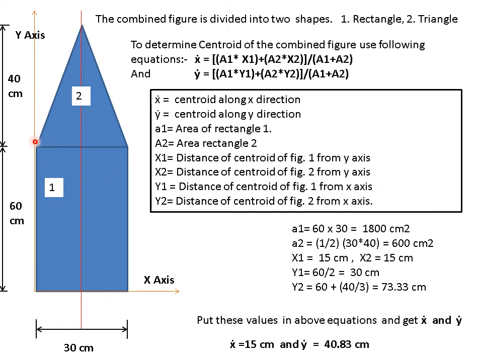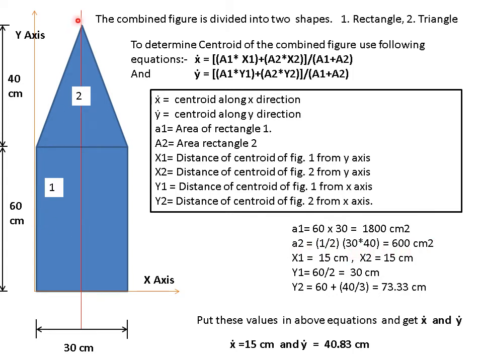A2 is the area of the triangle, you know, 1/2 base into height. So this is the base. The vertical distance measured from the base to the apex is the height and it is given as 40. So 1/2 into 30 into 40. So it comes out to be 600 centimeters square.